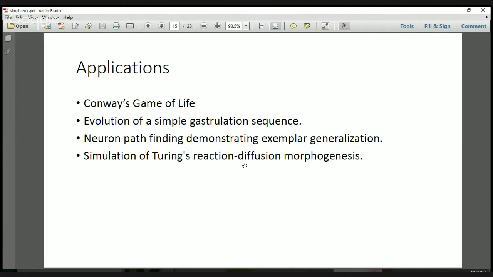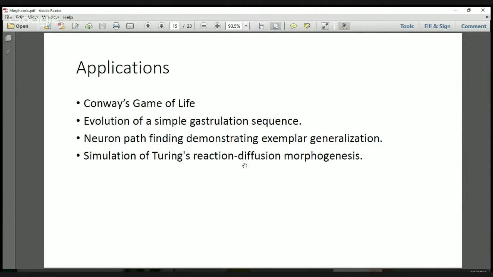Okay, so now we have four applications that we've done for this project that we'll be showcasing. The first one is Conway's Game of Life, which is a famous cellular automaton. It's always good to benchmark things that people know about. The next one is an evolution of the simple gastrulation sequence. The next one is to highlight generalization using the neural network implementation in a neuron pathfinding demo.